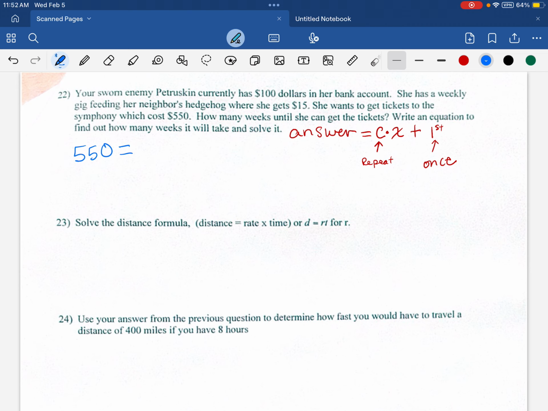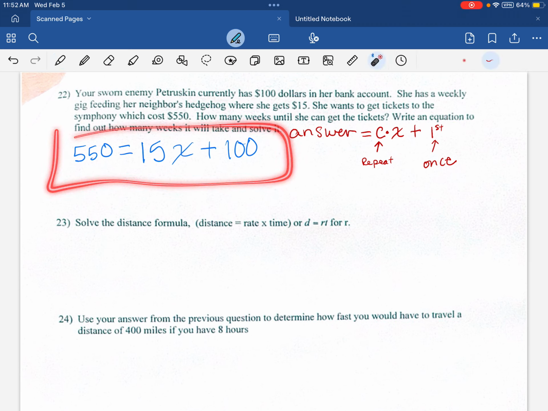It's on one side of the equal sign. Then there's some number that's going to repeat. Well, if she has a weekly gig, that means these $15 repeat every week. So I'm going to say 15x because the 15 repeats. Plus some number that only happens once. Well, she only has $100 in her bank account one time in this story at the very beginning. That's our first term. So I'm going to say plus 100. Okay, ta-da! We've written out this rad equation.